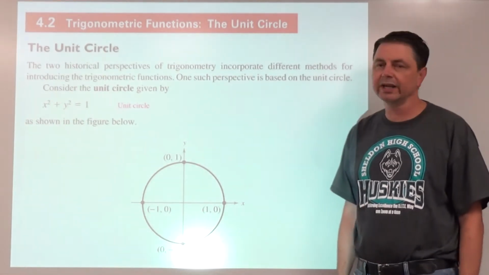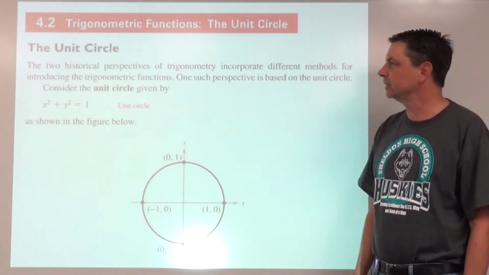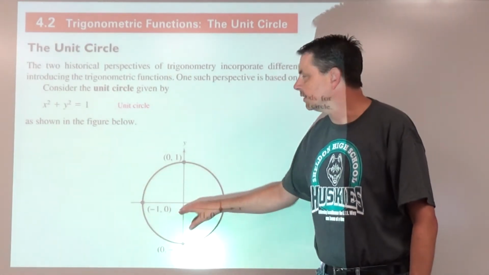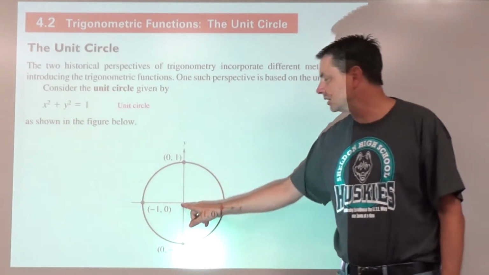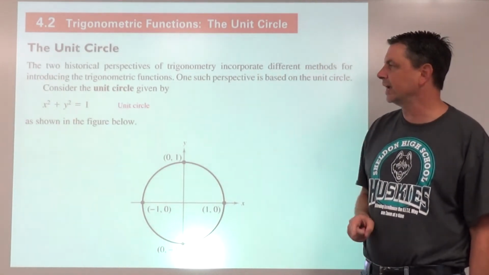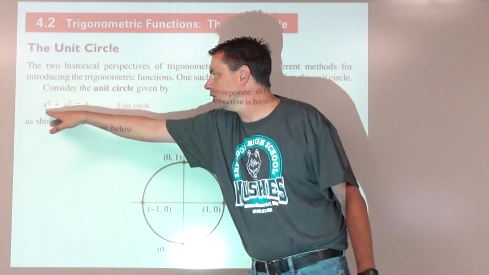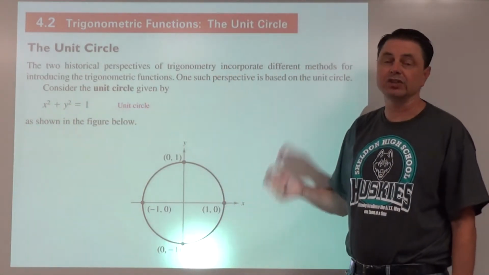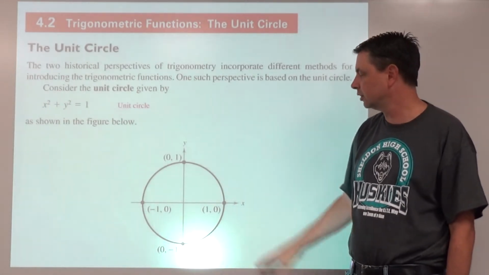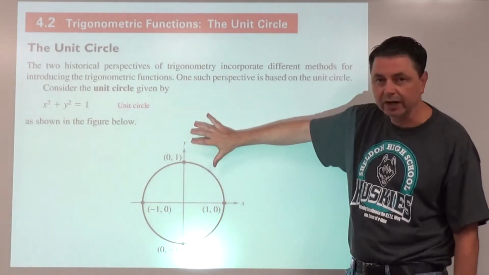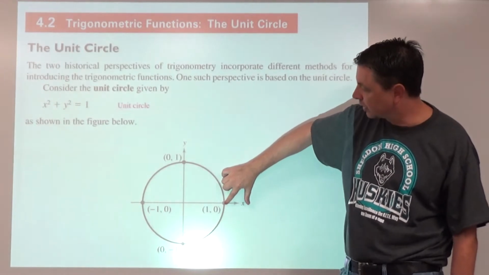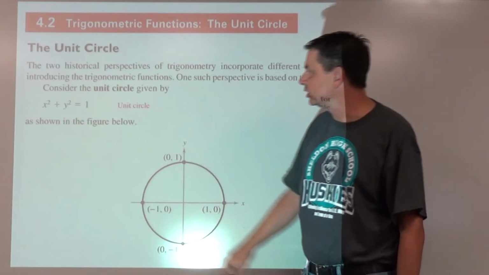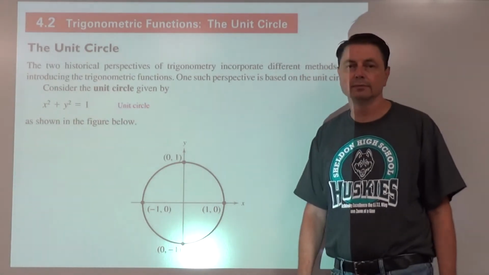4.2 trigonometric functions, the unit circle. So looking at a unit circle, defined to be a circle centered at the origin with a radius of 1. So our equation would be x squared plus y squared equals 1, based off of chapter 1, equations of circles, radius of 1. So some very important points on the circle: (1, 0), (0, 1), (-1, 0), (0, -1).